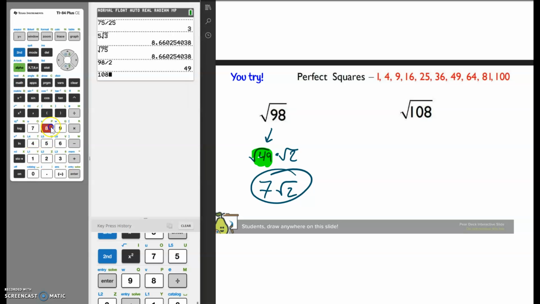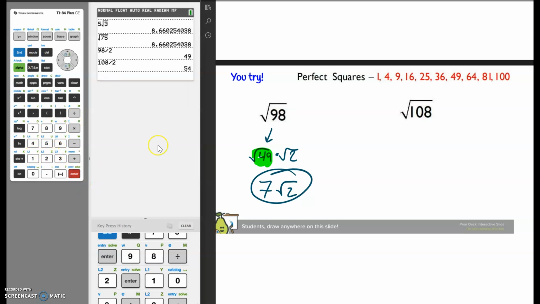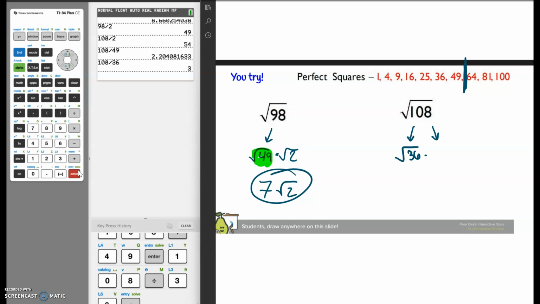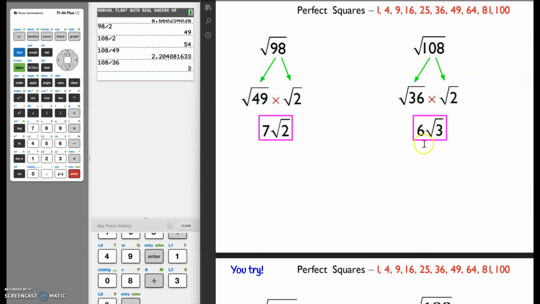108. Half of 108 is 54. So we take all the numbers less than 54. 108 divided by 49, decimal, don't want it. 108 divided by our next perfect square, which is 36. 108 is 36 times 3. So we're going to break that down to the square root of 36 times the square root of 3, and the square root of 36, that is simplifiable to 6. So the square root of 108 and 6 times the square root of 3 are the same. 6 square root of 3 is the simplified version.